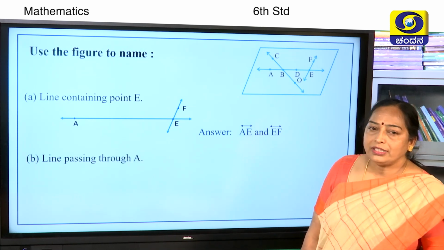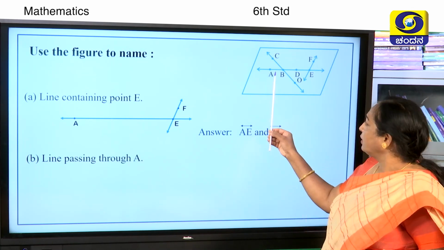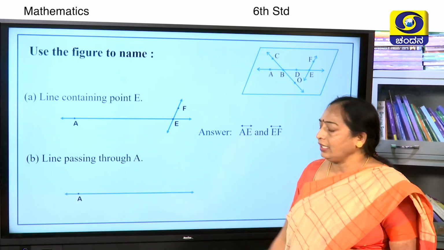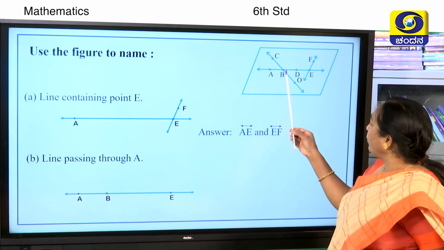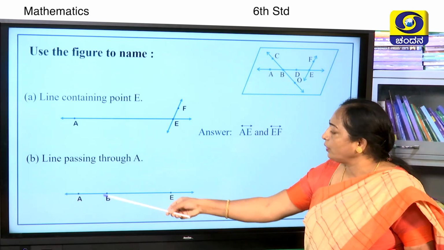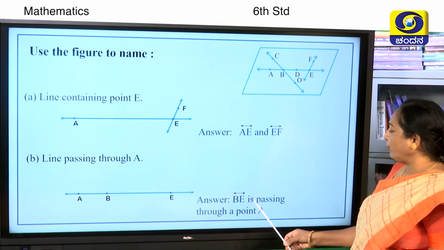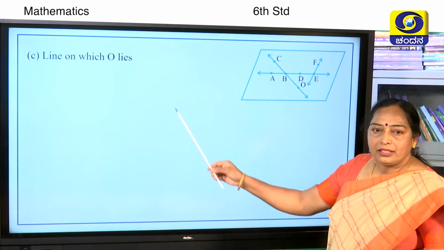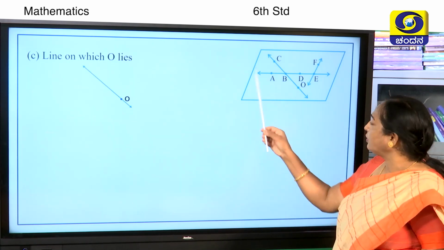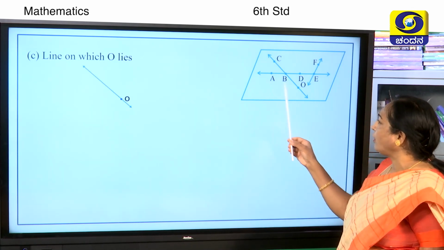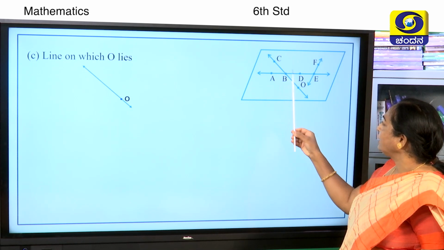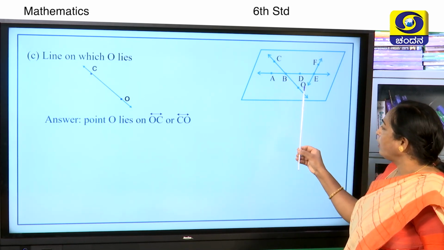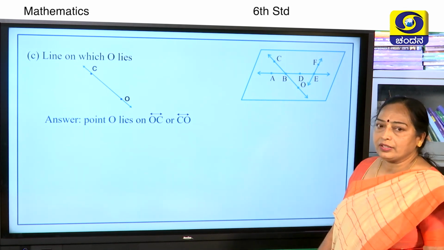Therefore, the lines containing point E are the line AE and line EF. Line passing through A. Here a point A, BE is passing through A. Therefore, BE is passing through point A. Line on which O lies. The point O lies on this line, that is CO. Point O lies on CO or OC.